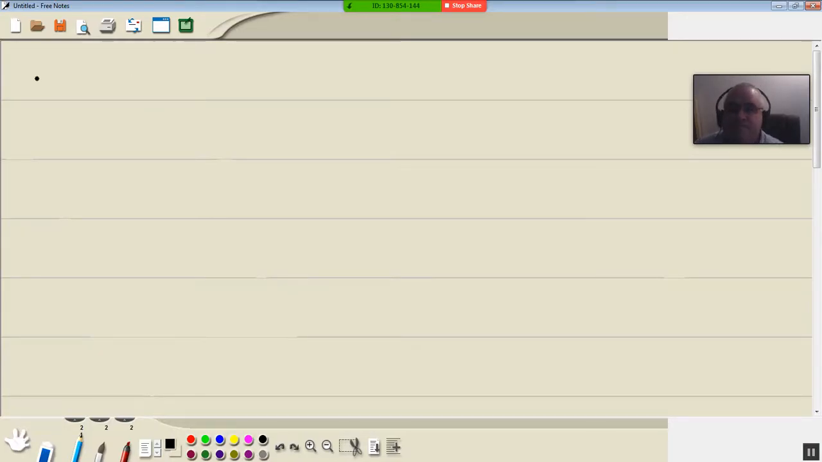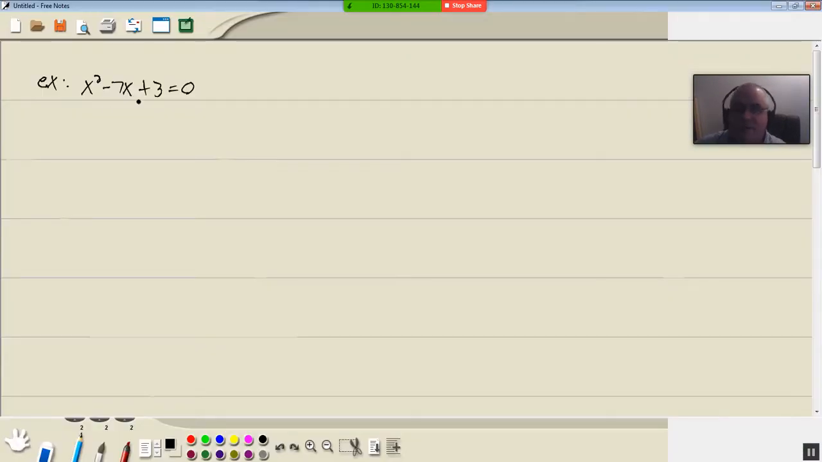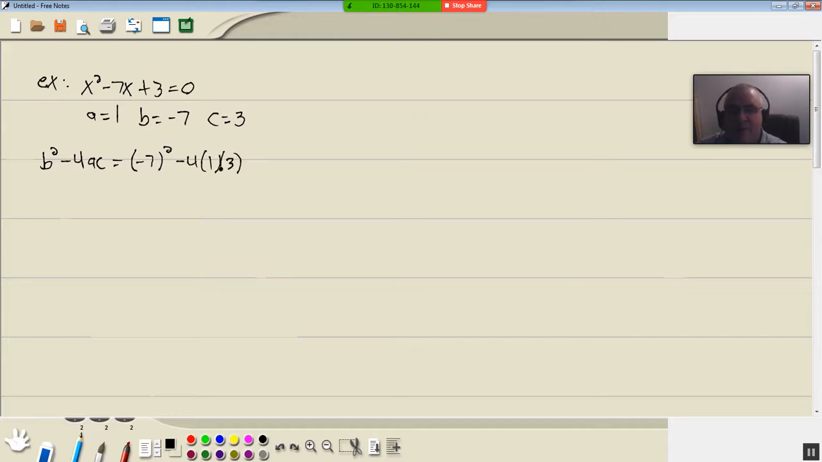So for example, if I have x squared minus 7x plus 3 equals 0, well, I need my a, b, and c again, so I'll identify those. A is whatever number's in front of our x squared, which is 1. B is whatever number's in front of our x, which is negative 7. And c is our number at the end, which is 3. So we got b squared minus 4ac. So we're going to have negative 7 squared minus 4 times a times c, these are the same numbers I used before, weren't they?